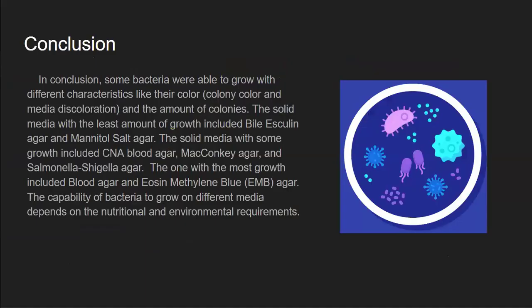In conclusion, some bacteria were able to grow with different characteristics like colony color, media discoloration, and the amount of colonies. The solid medium with the least amount of growth included bioesculin agar and mannitol salt agar. The solid media with some growth included CNA blood agar, MacConkey agar, and Salmonella shigella agar. The one with the most growth included blood agar and eosin methylene blue or EMB agar.